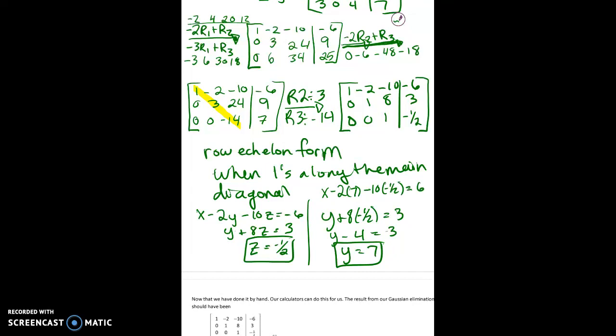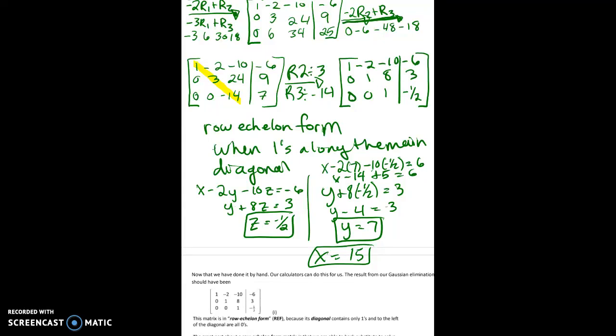So 2 times 7 is 14. Negative 10 times negative 1/2 is positive 5. So we have x minus 14 plus 5 equals negative 6. So that becomes negative 9. X equals 3. Okay, so now we have all three of our answers. We'd obviously want to write that as an ordered triple. So 15, 7, negative 1/2. And that would be our final answer for that problem.